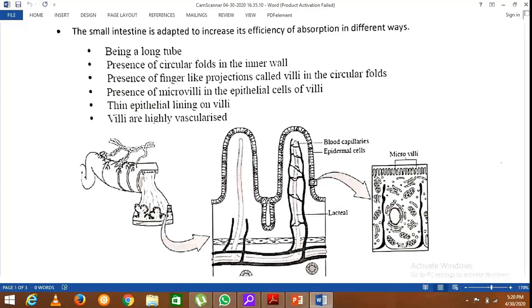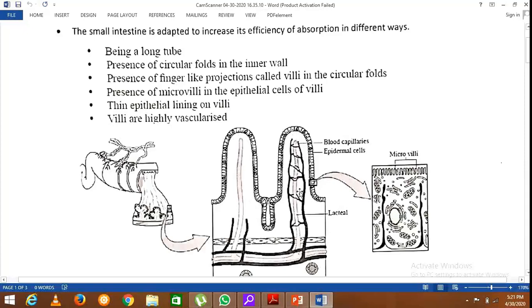First thing, it has become a long tube, and these are the adaptations to increase the surface area given for absorption. By being a long tube, and that long tube consists of folds on its inner wall. The inner wall is not a smooth structure. There are folds on the inner wall, and if we have a close look at those inner wall with folds, there are finger-like projections which we call as villi.